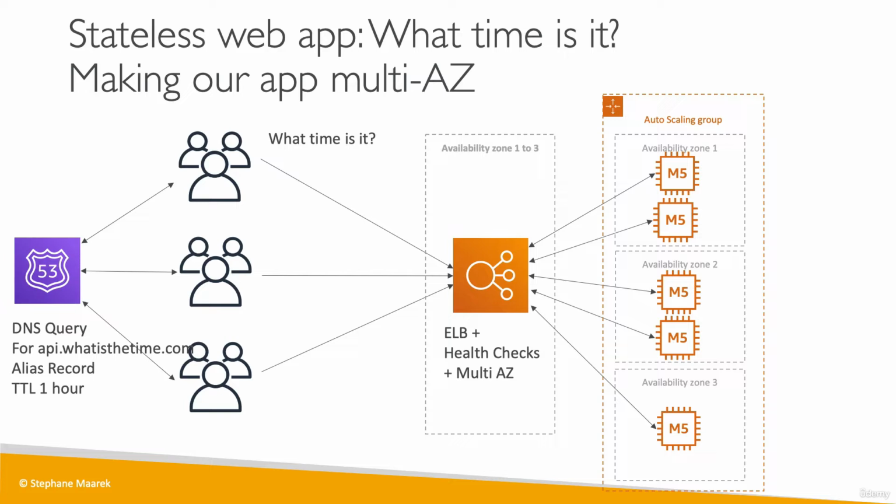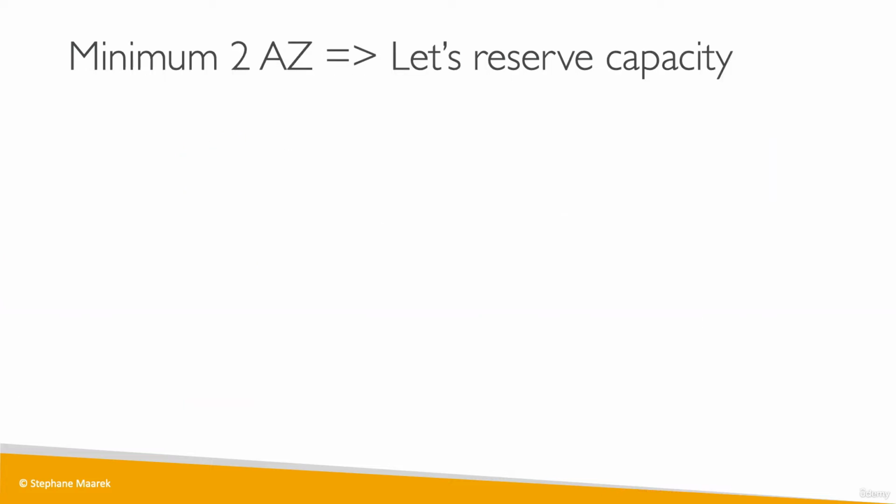Okay, how far can we go with this? Let's keep on going. So we have 2 AZ, and we know that at least 1 instance will be running in each AZ.